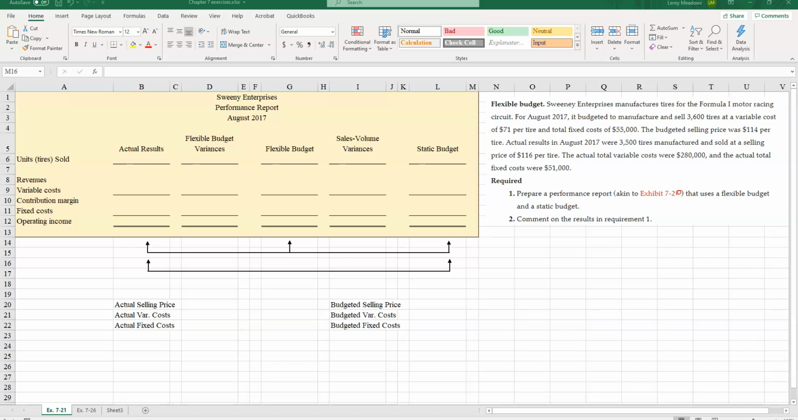budget. And this exercise is at the end of the chapter. This is exercise 7-21. So exercise 7-21 is at the end of the chapter here. So let's go ahead and get started working this example.